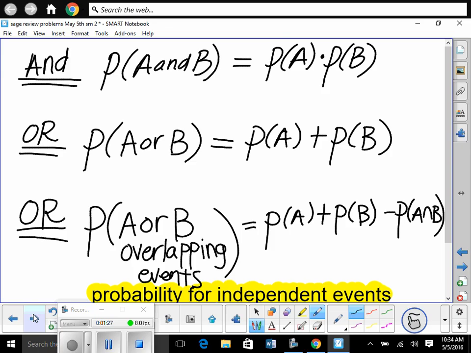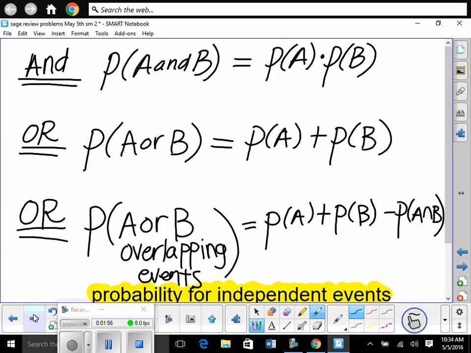There's a difference between and versus or, and then or with overlapping events, and I'll get into more detail on that. So if I say find the probability of A and B, of this event and this event, and they're independent, meaning they have no effect on each other, like rolling a dice and a deck of cards. So they're independent events. So if I tell you what's the probability of this and this, you just multiply the individual probabilities, right? Yeah. Okay.